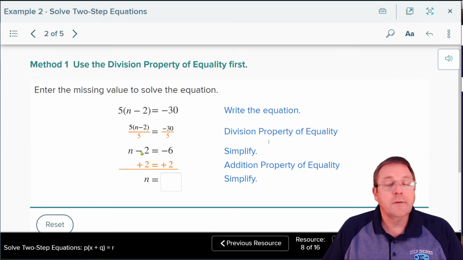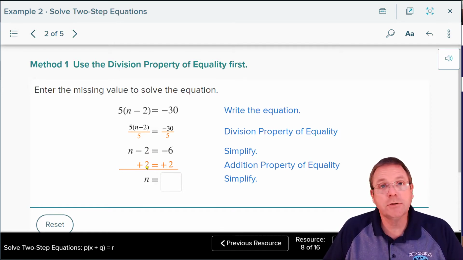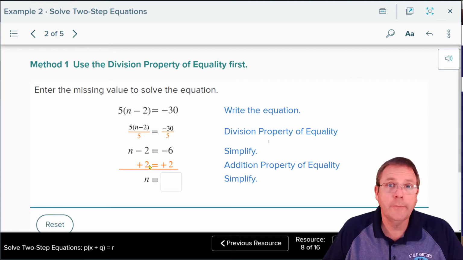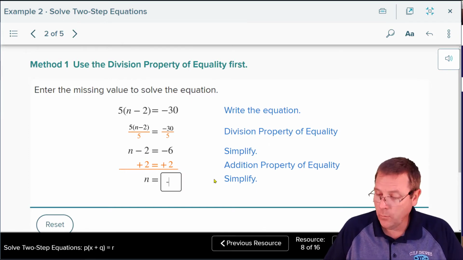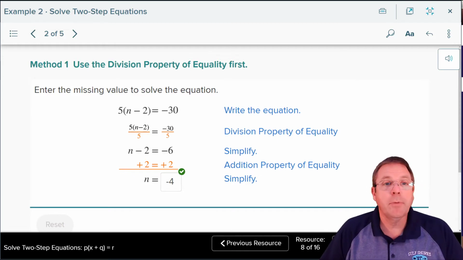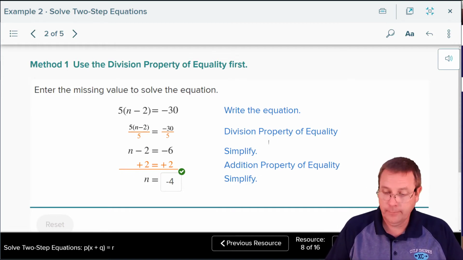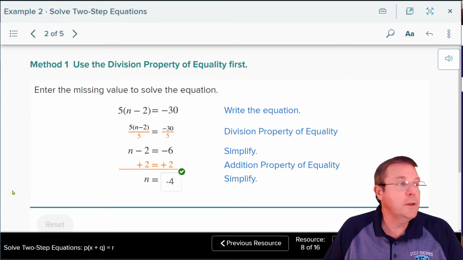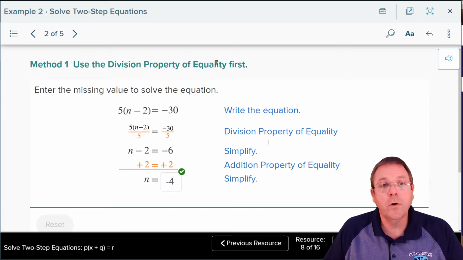The variable's friend is minus 2. We're going to make minus 2 go away by adding 2 on both sides. These 2's zero each other out, so you can put a 1 through them. And then right here, you get negative 6 plus 2. Signs are different. Find the difference, with the sign of your larger number going in front of your answer, giving you a negative 4 for that problem. That's solving it using the division property of equality first.